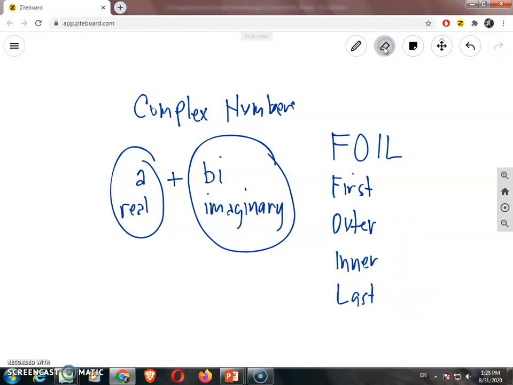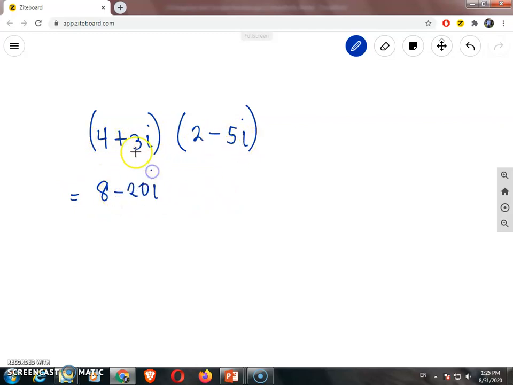Let's try some examples. For example, we have 4 plus 3i times 2 minus 5i. So using the FOIL method, we have 4 times 2 is 8, 4 times negative 5i, so that is negative 20i, 3i times 2, that is equal to positive 6i, and then 3i times negative 5i, so that is negative 15i times i, which is i squared.